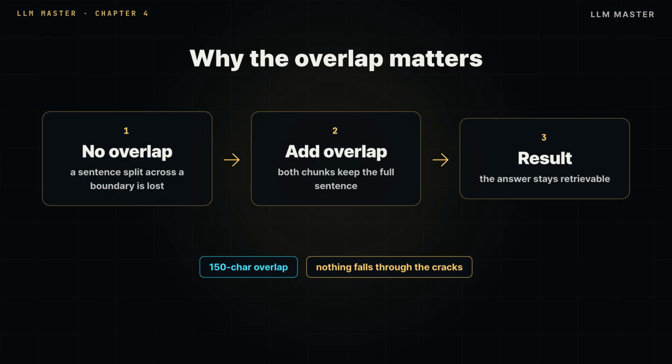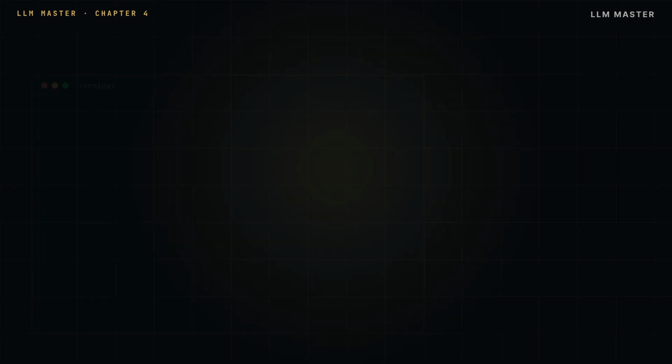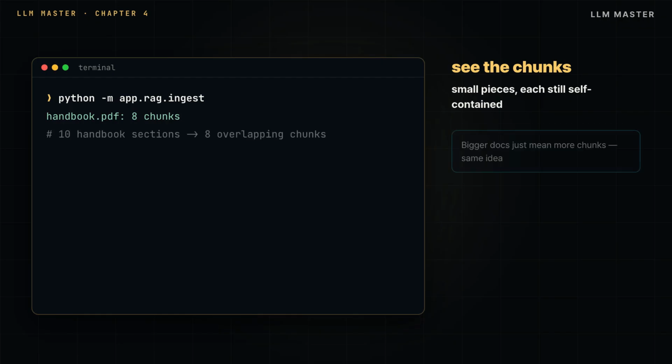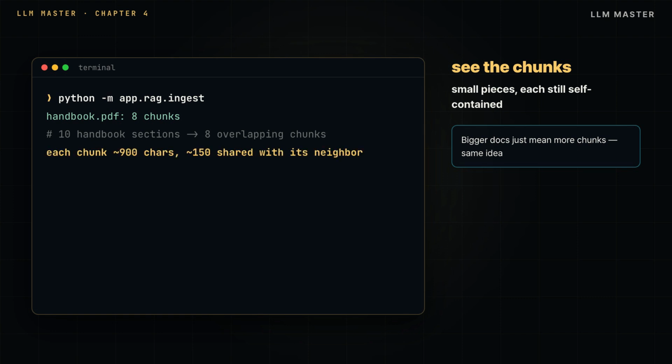Nothing important falls through the cracks. Let's run it. Point ingest at the handbook, and it splits into a handful of overlapping chunks. Here, 8 of them, each around 900 characters with about 150 shared with its neighbor. A bigger document just means more chunks. The idea doesn't change. And those two numbers, chunk size and overlap, aren't hard-coded magic. They live in config, so you can tune them per document.